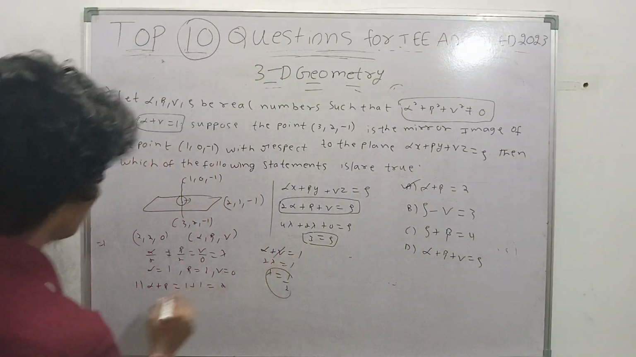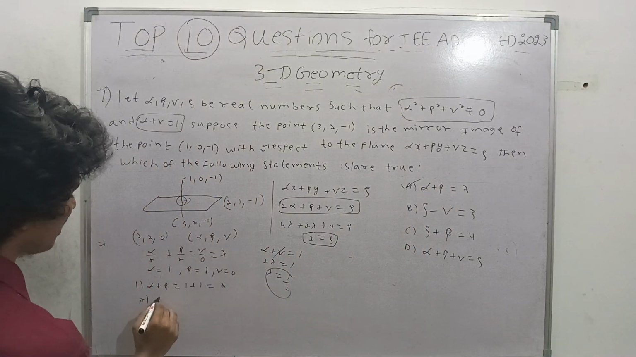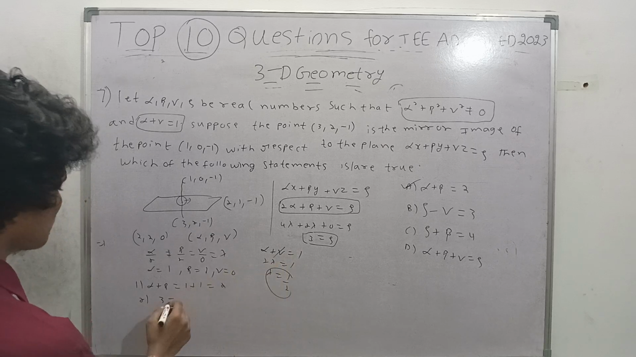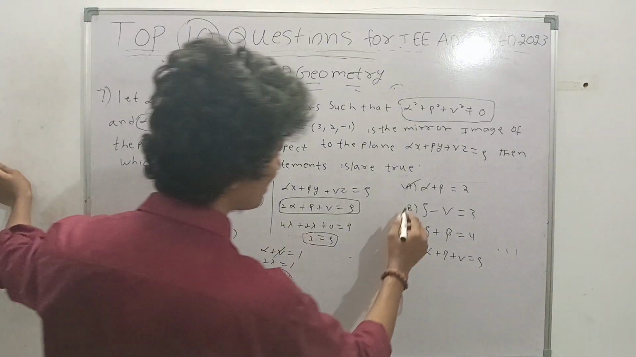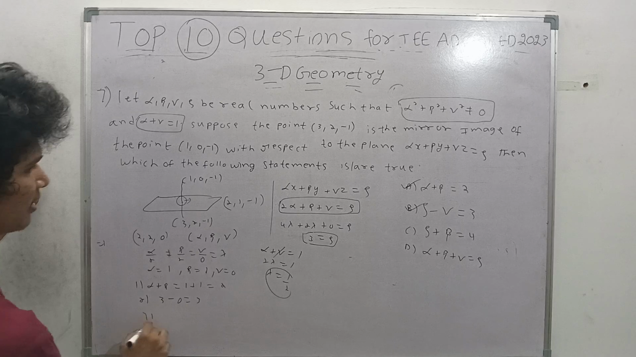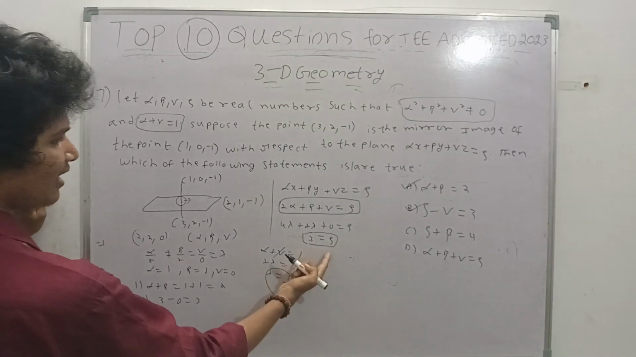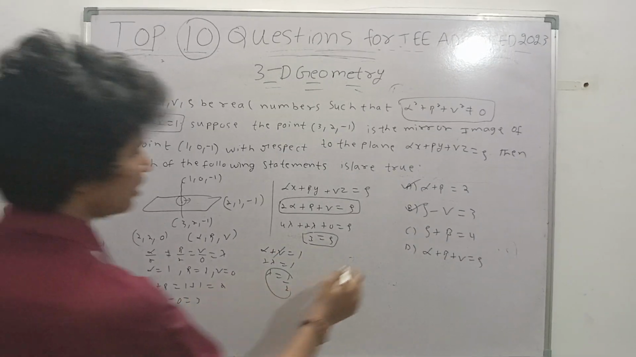Delta. What is delta? 3. Second option. It will be delta is 3 minus gamma. What is gamma? Gamma is 0. It is 3. They given 3. Yes, it is correct. And third option they given delta plus beta. Delta is 3. Beta is 1. It will be 4. It is also correct.